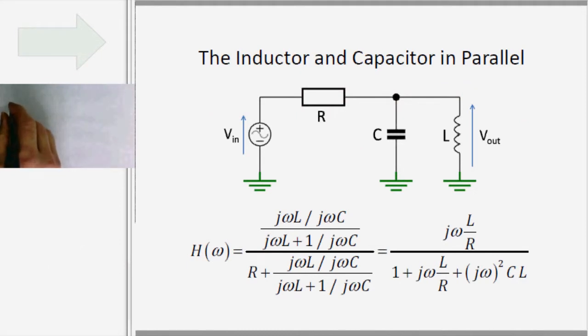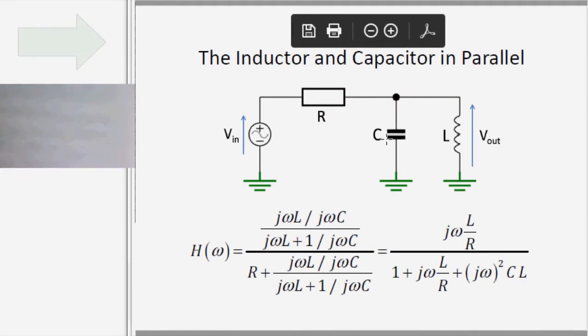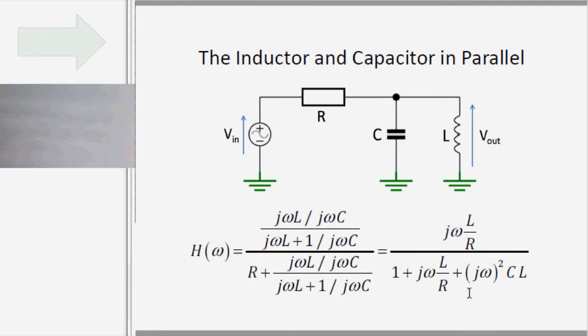This time I'm going to use this circuit with the capacitor and the inductor in parallel and the resistor in series with that parallel combination. And I'm looking at my output voltage across the parallel combination of the capacitor and inductor. Going through the standard potential divider method for deriving the frequency response ends up with this.